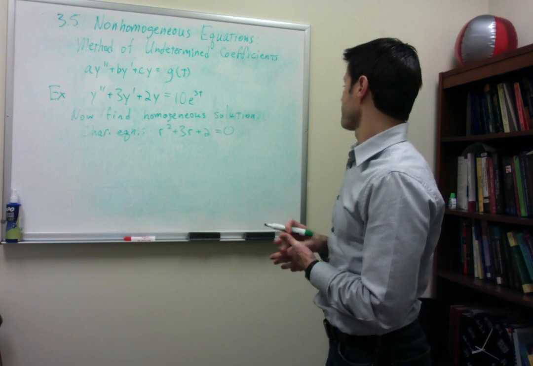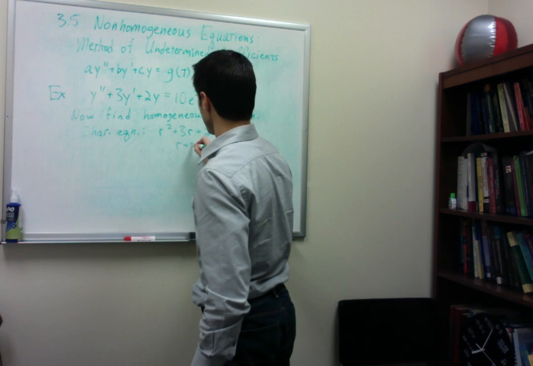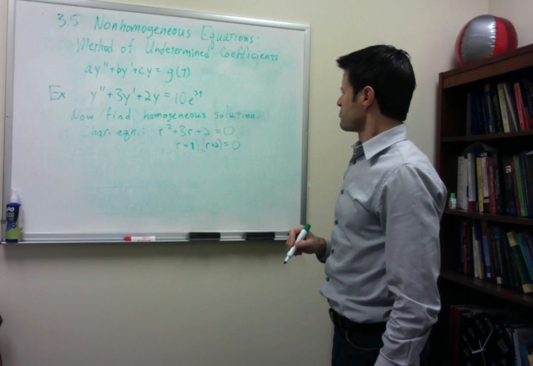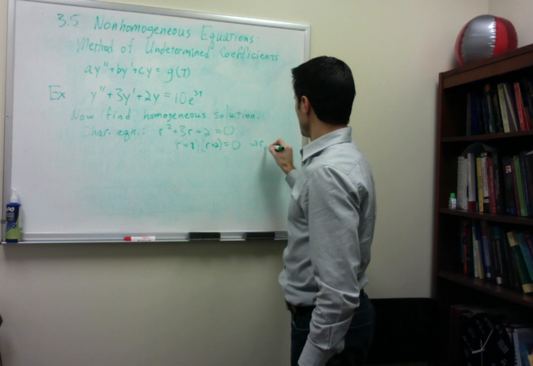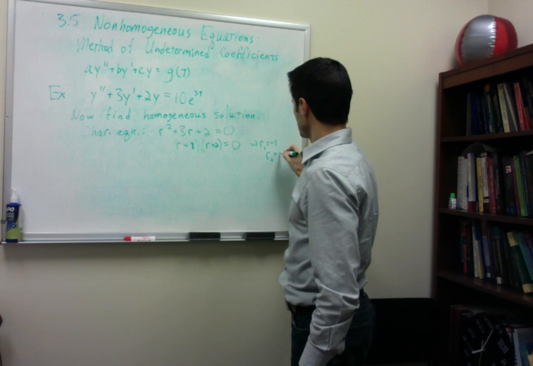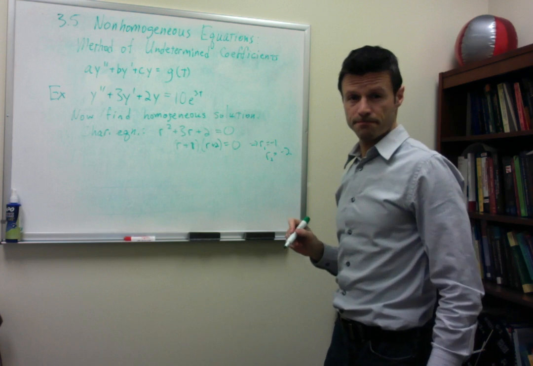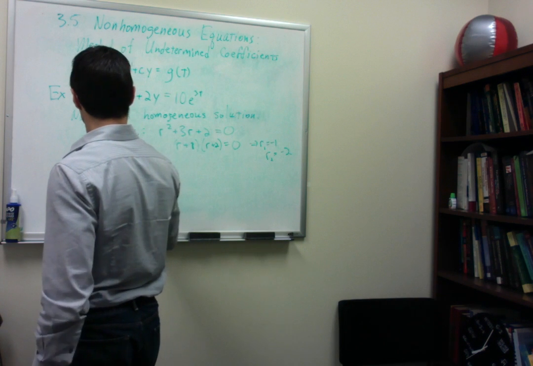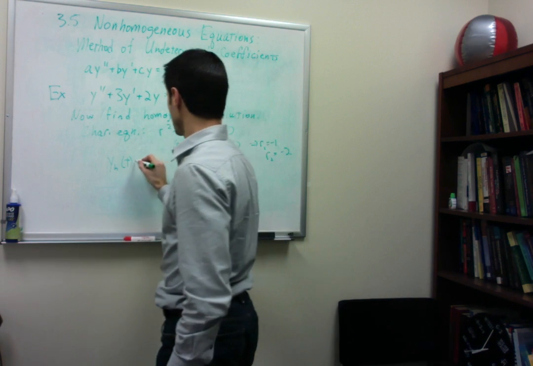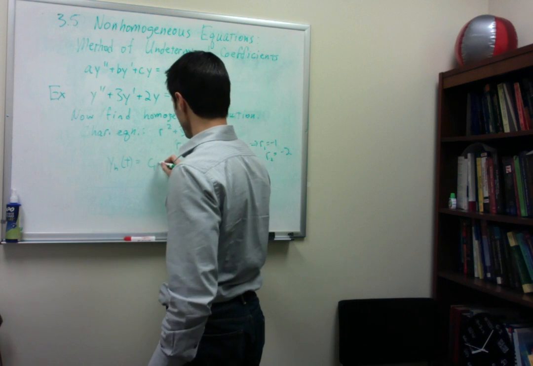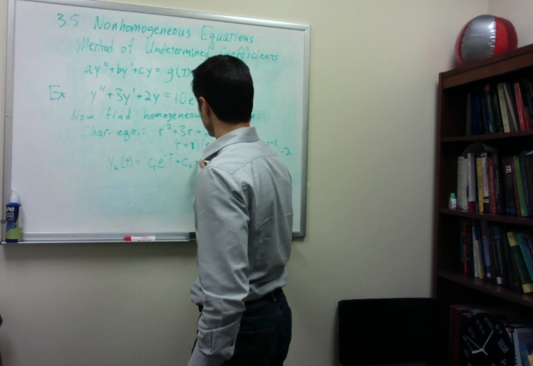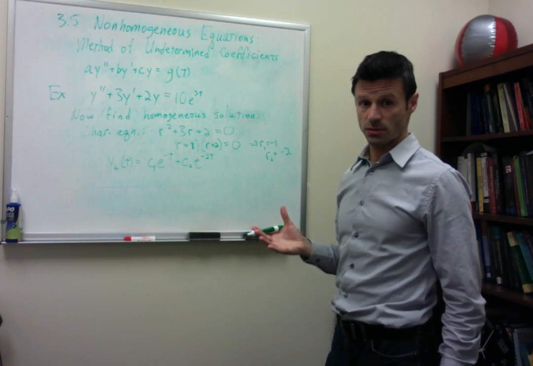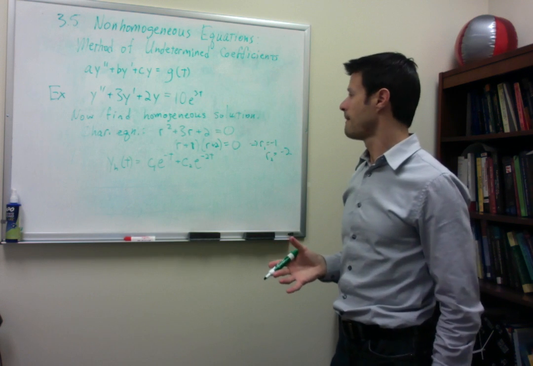And this has nice roots: r plus 1 times r plus 2 equals 0. And so we find that we have two roots, r1 equals minus 1, and r2 equals minus 2. These are distinct real roots, and we can find that homogeneous solution, which I'll label y sub h, as a linear combination of these exponentials: c1 e to the minus t plus c2 e to the minus 2t. So this is the homogeneous solution, where, like I said, we've set the right-hand side equal to 0.